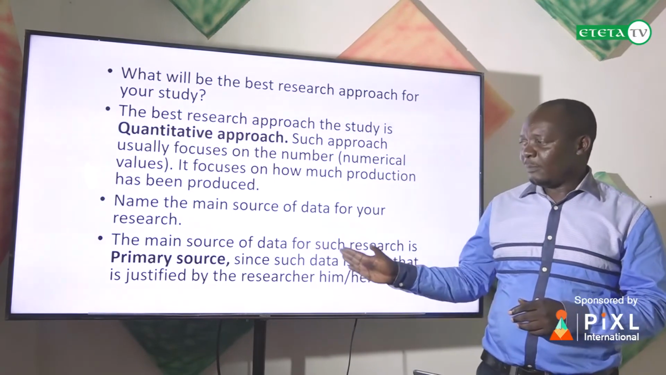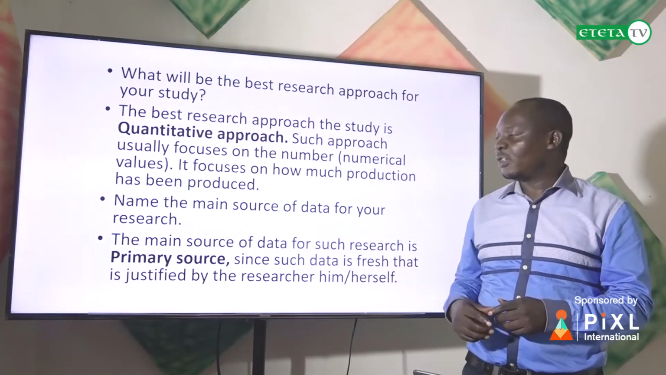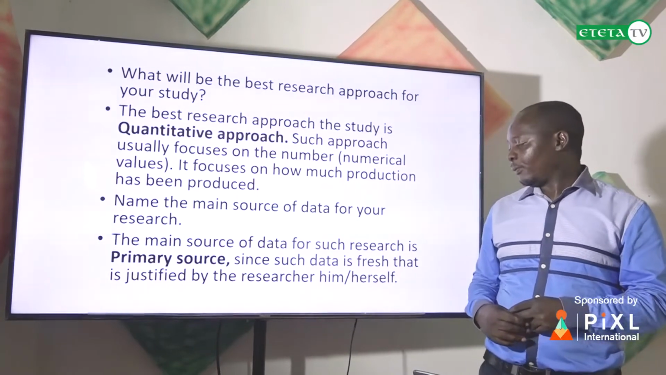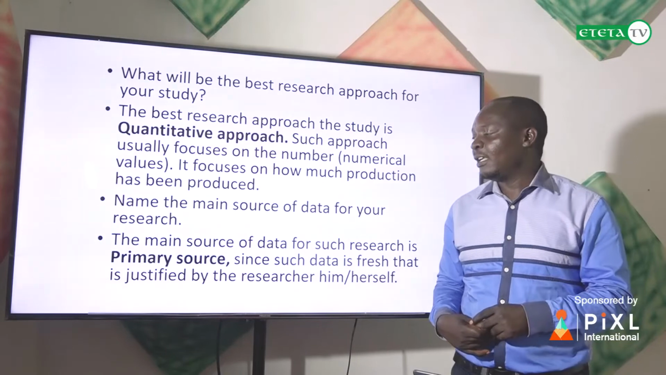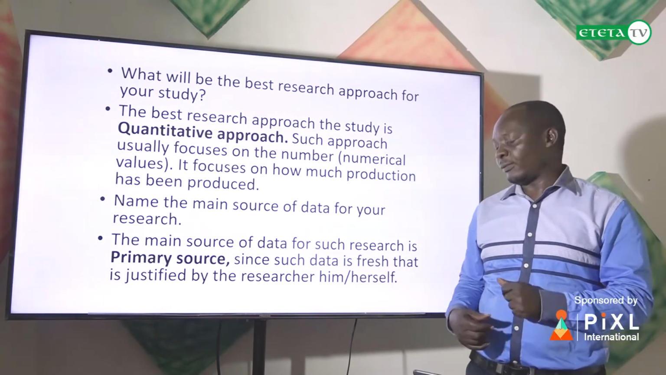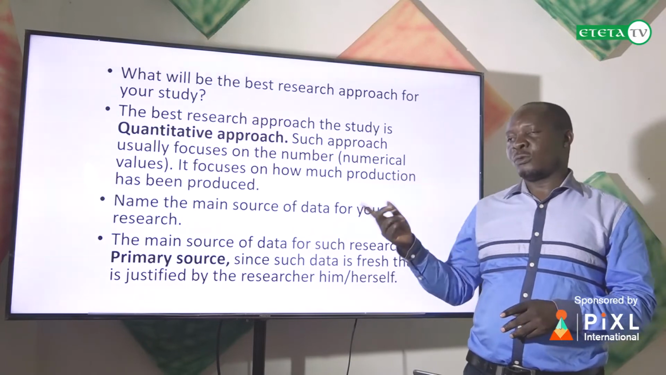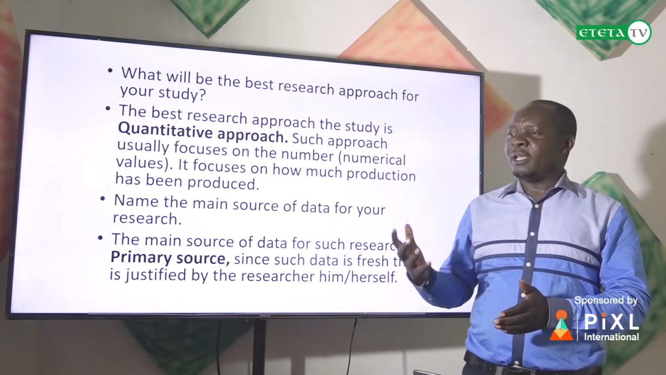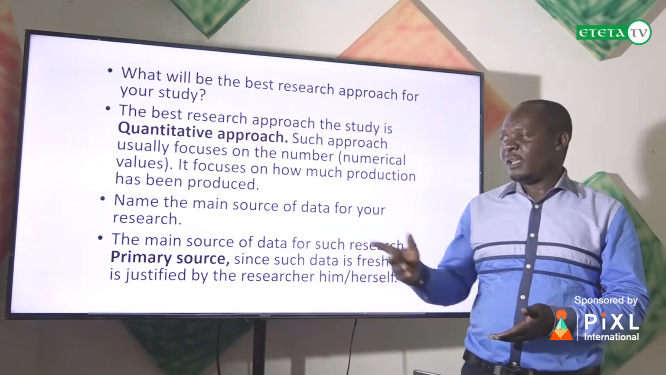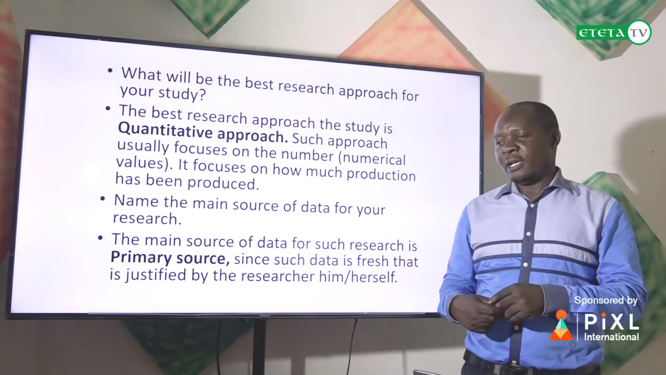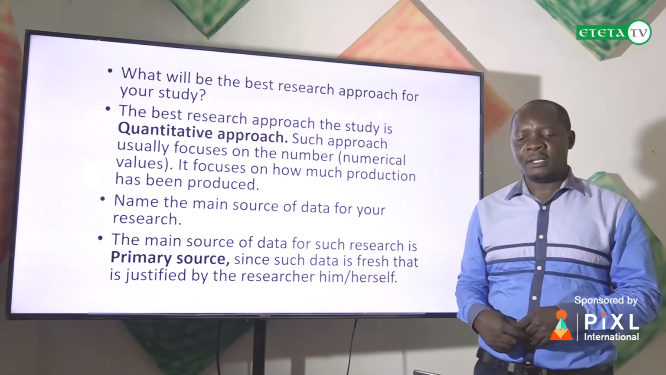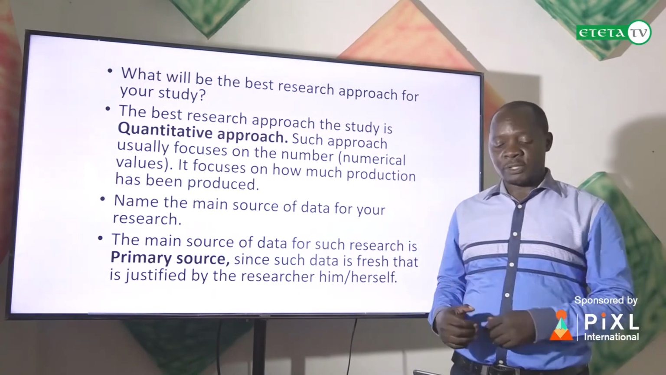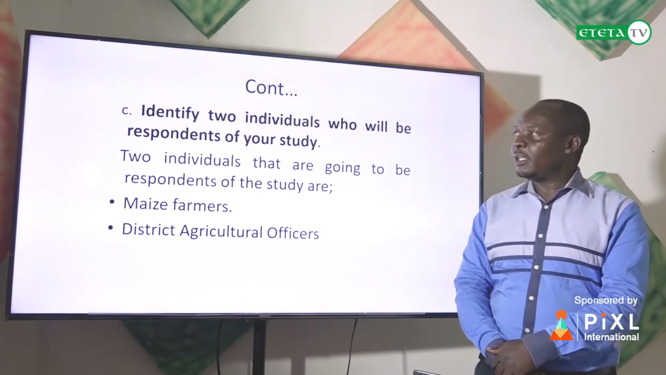Now basically, the main source of data for such research is the primary source. Why? Since such data is fresh, that is, it is gathered by the researcher him or herself. Because the focus is to look at the production of maize to justify whether the maize production has increased or decreased, the primary source is most useful, because it involves the researcher him or herself getting that information directly. That is the best source that can be used.